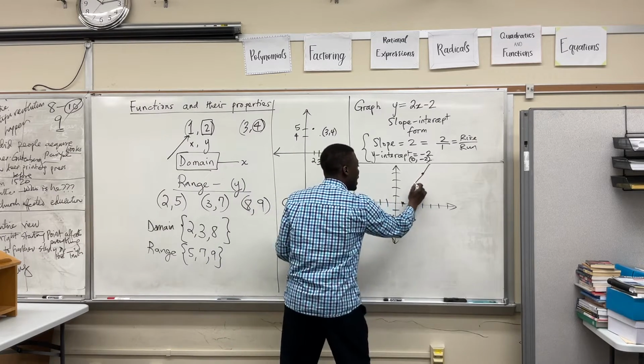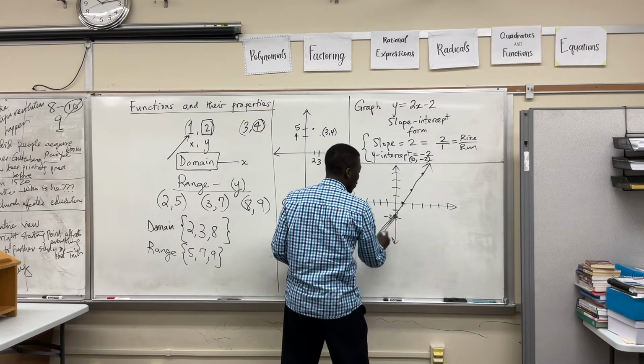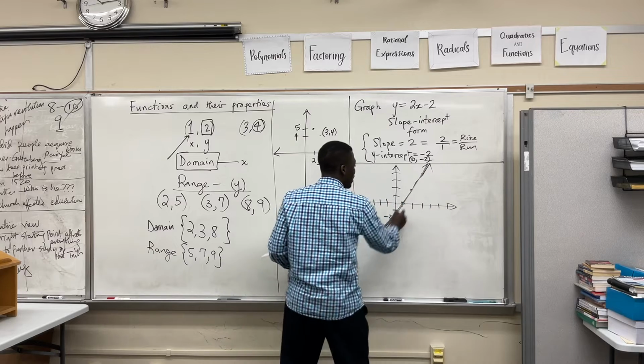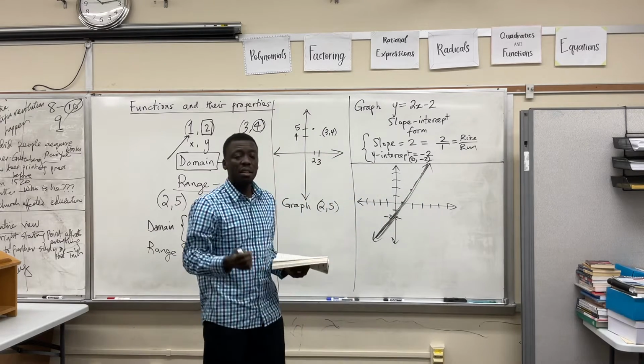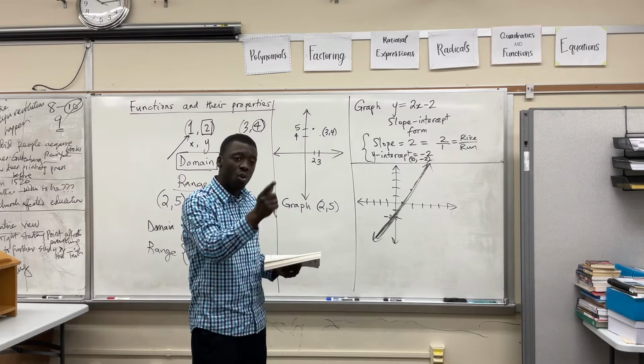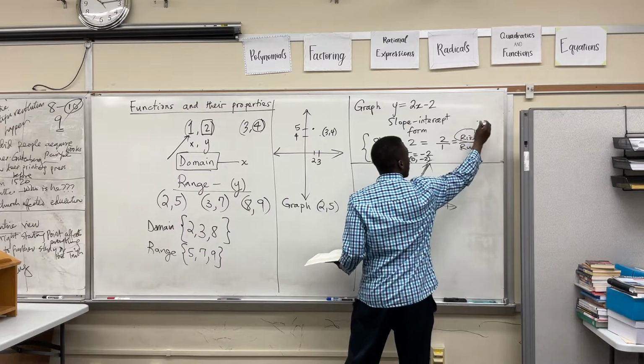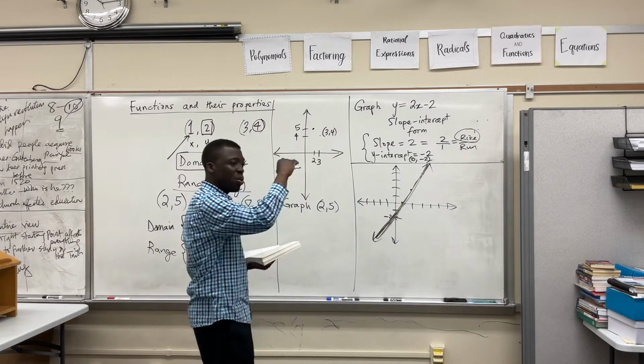So now we can connect these dots, right? And this is a sketch. So we'll connect the dots, and we have a line. The line has a slope of 2, so it's going to go up 2 over 1, right? It's going to rise 2. It's going to go over 1. It's going to rise 2, go over 1.